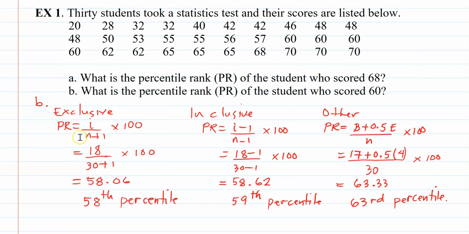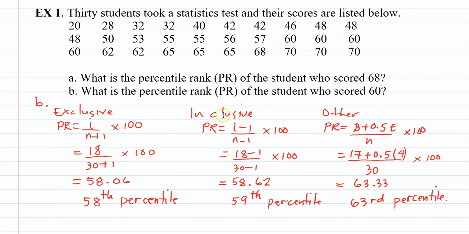So our PR will be 18 over 30 plus 1 times 100, and this will give us 58.06. Rounding this to the nearest integer, it will be 58. So using the exclusive method, the percentile rank of the student who scored 60 is the 58th percentile rank.